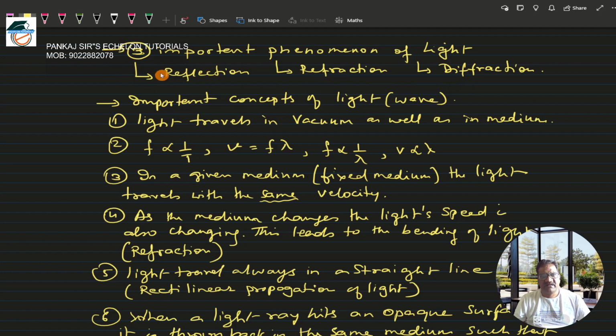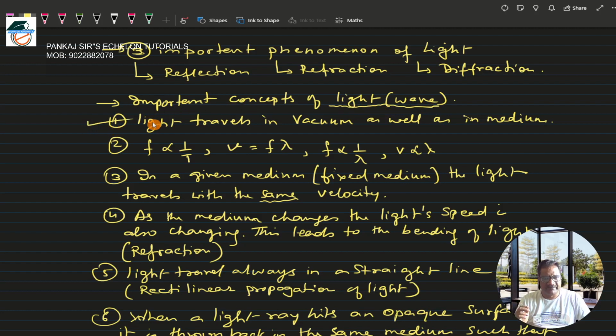Now, before we start with reflection, refraction, and diffraction, let me tell you certain properties and concepts of a light wave. Light wave in particular. I am not talking about any wave, only light wave in particular. So what is an important concept of light wave?